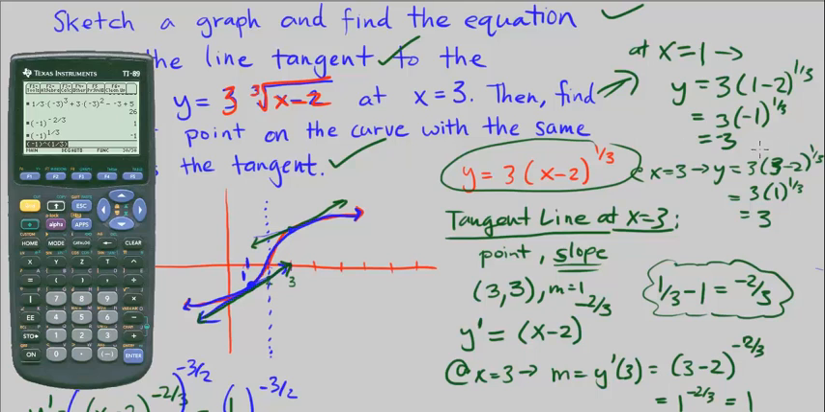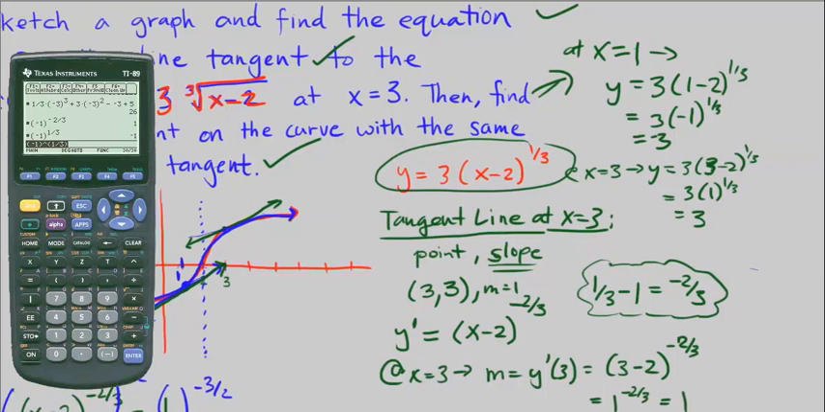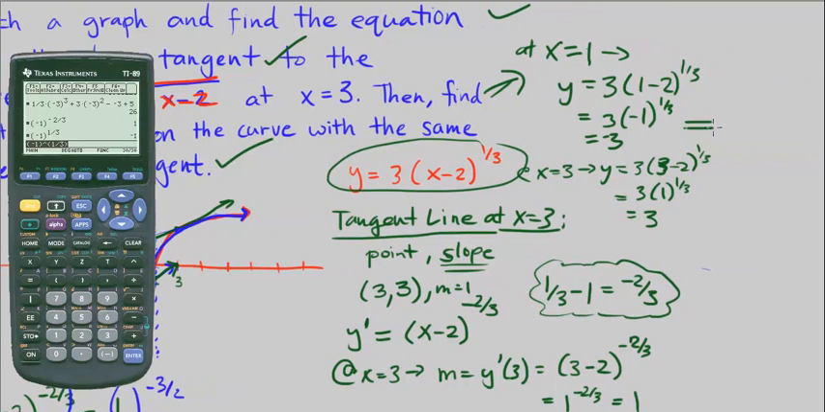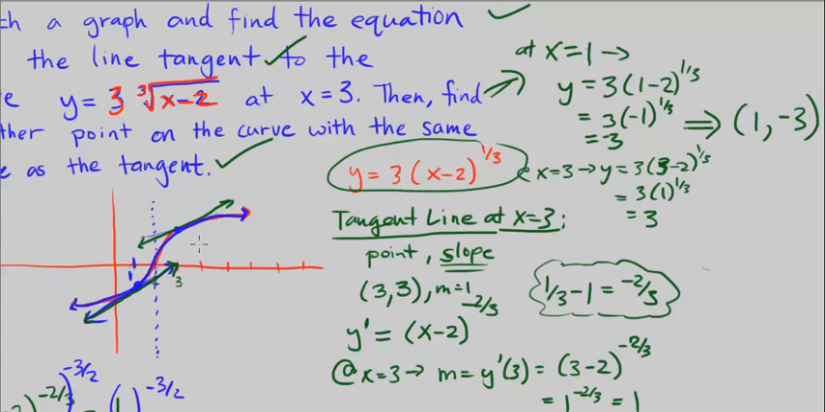So the point is going to be 1 comma negative 3. That is the point that has the same tangent as it did at the point at x equals 3. All right, so this ends CPM Calculus Chapter 3, number 154.